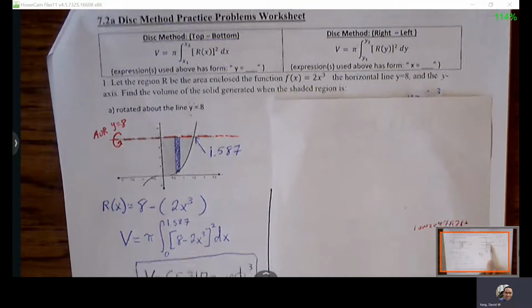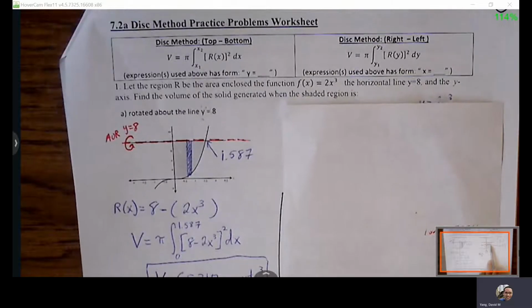Okay, let me just do a recap. We're always going to be identifying the shaded region. The shaded region is going to be the enclosed region, and then the problem should provide all the boundaries that are going to isolate that enclosed region.